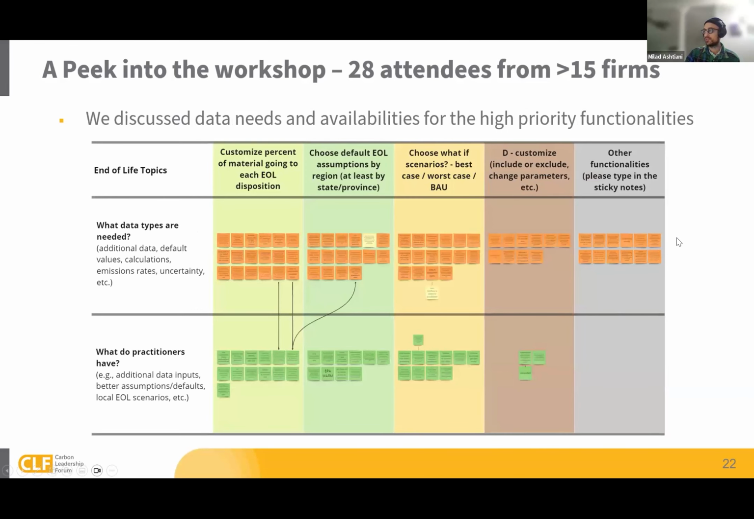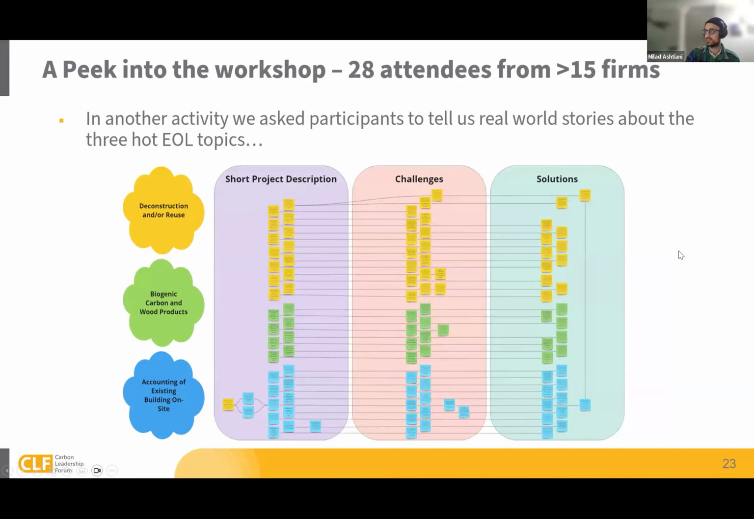So in another question, we picked the top 5 prioritized functionalities, and we asked folks to tell us what data is actually available to do those modelings and what they actually need to do those modelings. And we got some great insights from that. I'm not going to go over all the details. Hopefully, we're going to share the report very soon, and you can find out more details on that.